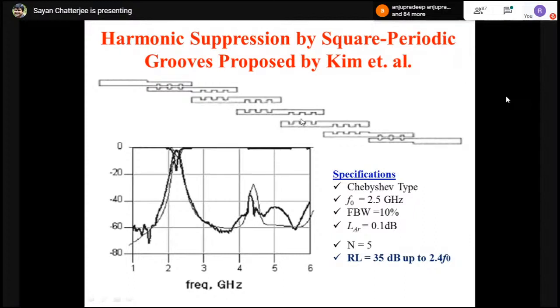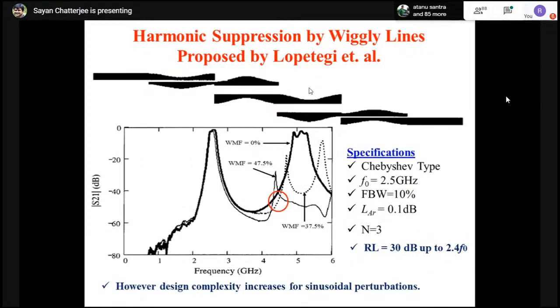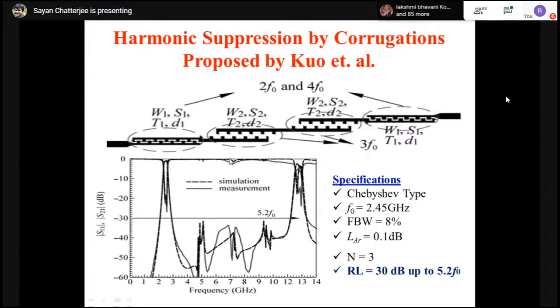These are another wiggly line specs where you can have certain filters where harmonic rejections are obtained. This is another where corrugations are introduced, and you can see it at least contains 5.2 F naught. So it's a wide frequency. And why it's a wide frequency, we will see later, but I can highlight one point here.